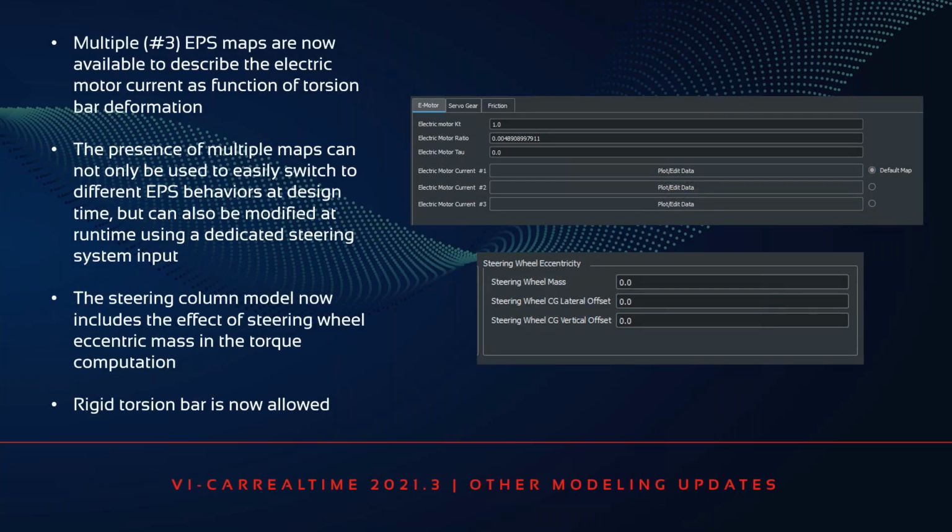Finally, for CarRealTime, there have been some continued investments in steering models that are critical to the steering feel response as experienced on our simulators. One area is we've increased from 1 to 3 potential EPS maps that are available for electric motor current as a function of torsional bar deformation. This allows you to not only make a switch of the map at design time, but you can also modify it at runtime using a dedicated steering system input.